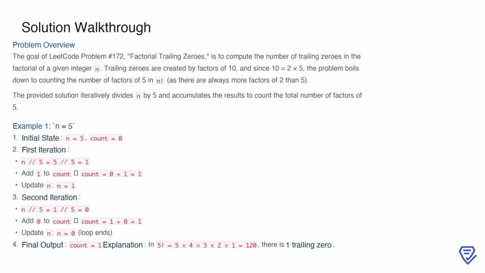For example, if n equals 5, we start with n equal to 5 and count at each step. First, dividing 5 by 5 gives us 1, so we add that to our count, which becomes 1. Then we update n to 1 and repeat the process. This time, dividing 1 by 5 gives 0, so we stop. The total count is 1, meaning there's exactly one trailing 0 in 5 factorial, which makes sense because 5 factorial equals 120, and 120 has one trailing 0.